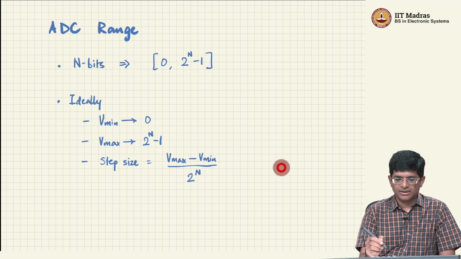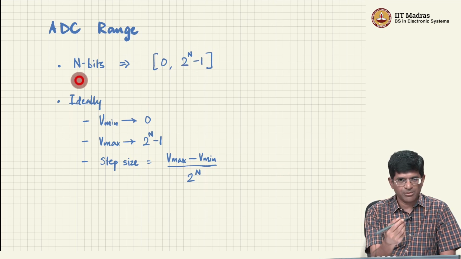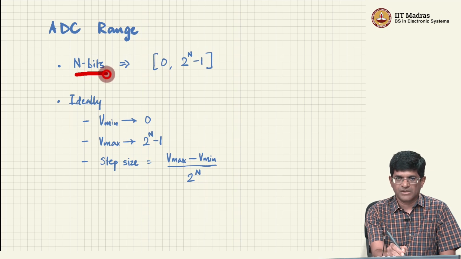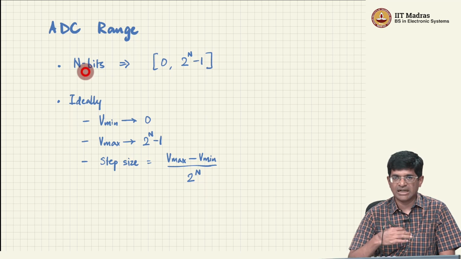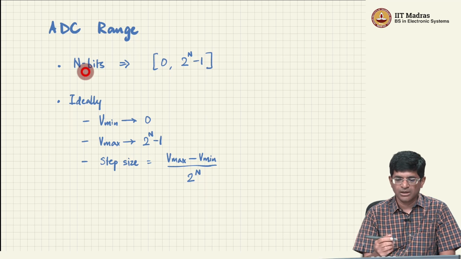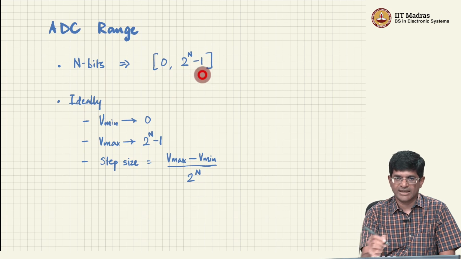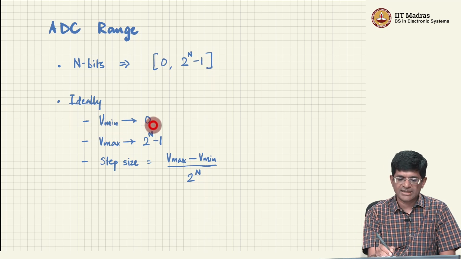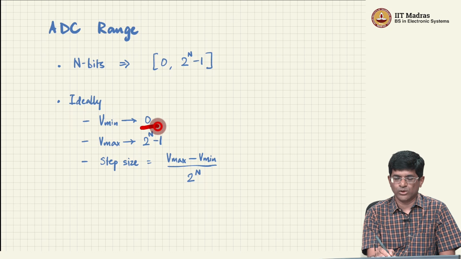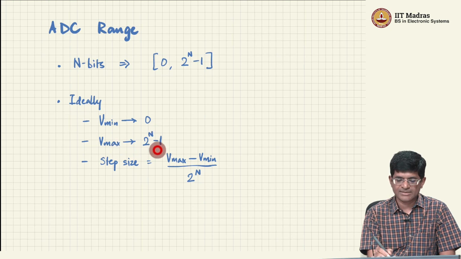So, like I said, the output range of the ADC is typically an n-bit value, because it's a binary number, which means that if you have n bits and you are treating them as unsigned binary numbers, so I'm not worrying about 2's complement and so on, the output range becomes 0 as the lowest value all the way up to 2 to the power of n minus 1 as the highest value. Ideally, what we would like is that Vmin gets mapped to the output code 0. Vmax gets mapped to the output code 2 to the power of n minus 1.